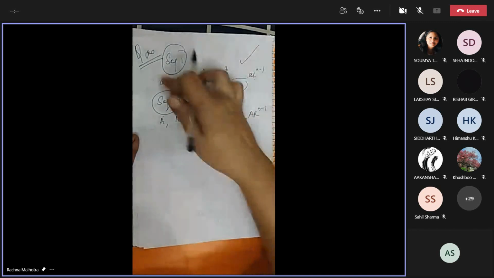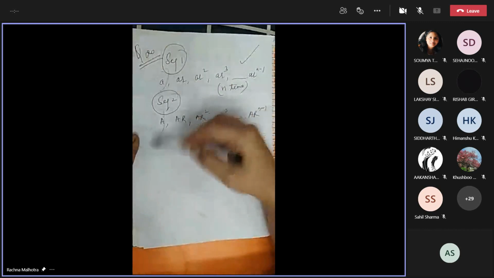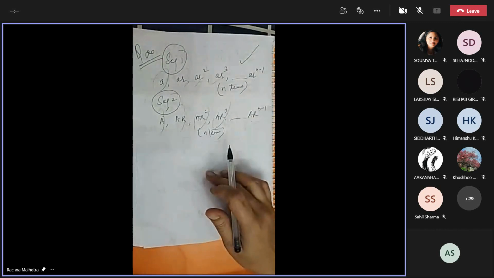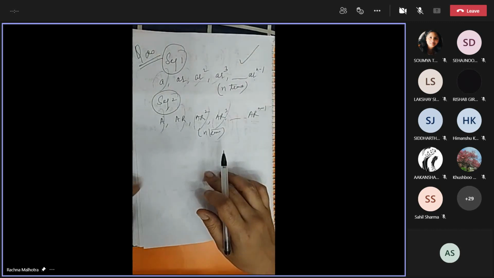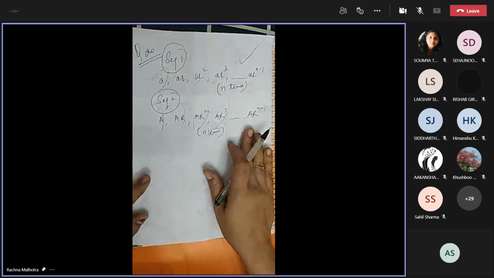So we have to show that their product of corresponding terms, corresponding means first with first, second with second, third with third, fourth with fourth, and nth with nth. What will their product show? It will show again a GP. These are in GP, but their product of corresponding terms will again form a GP.